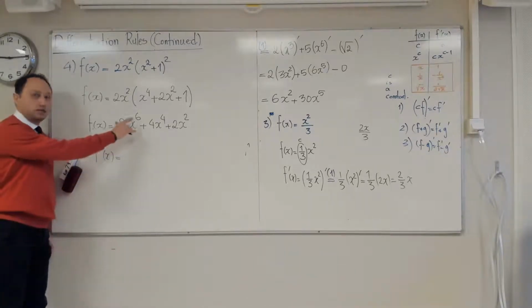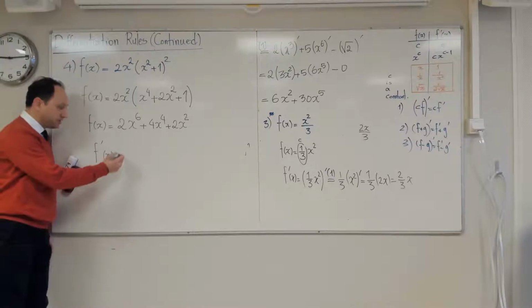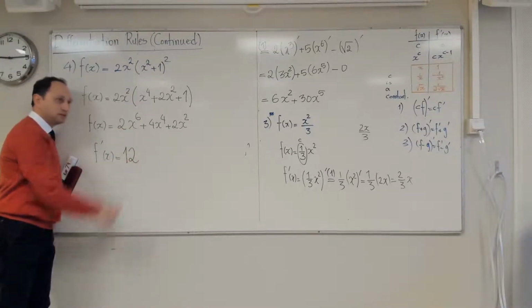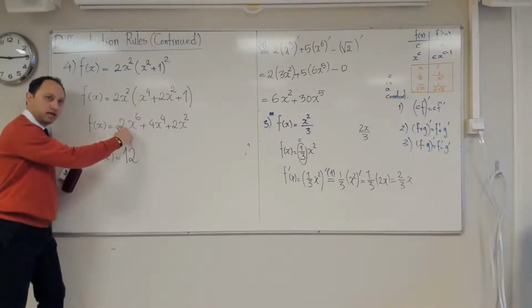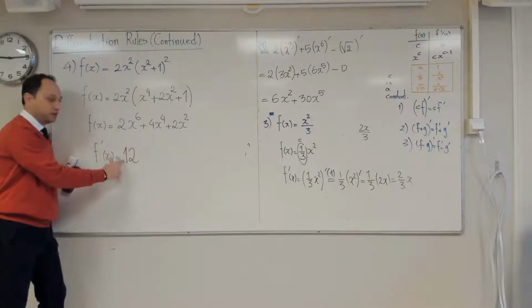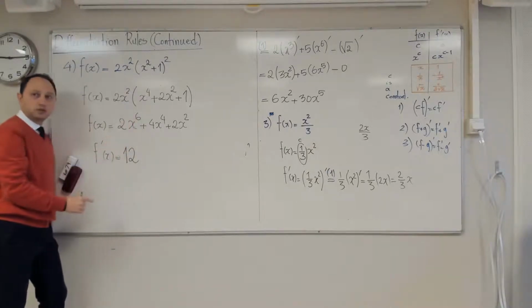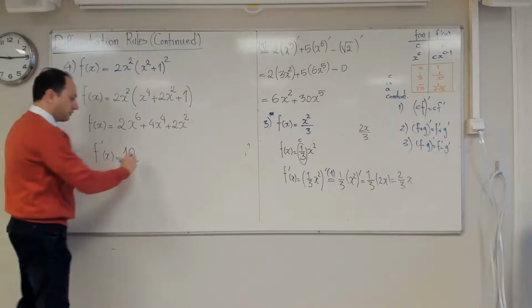Do it in your head. Yes, just say it. 12x. 12, get to everyone. 12. 6 goes down and will be multiplied by this 2. It gives me 12. And what would be the exponent now? 1 unit less. It's 5.